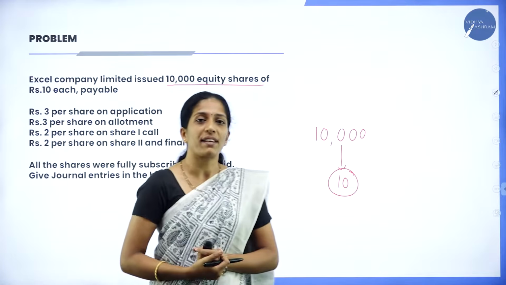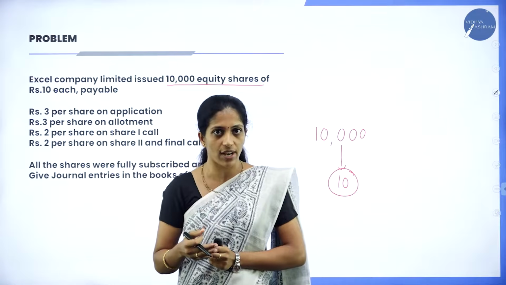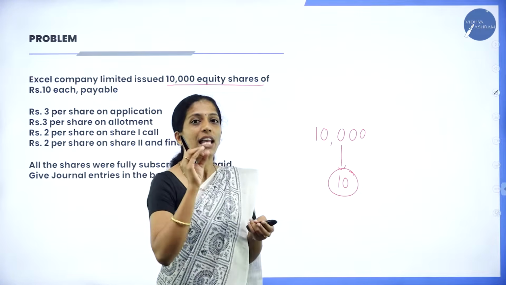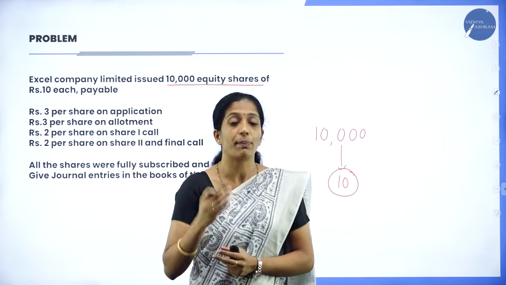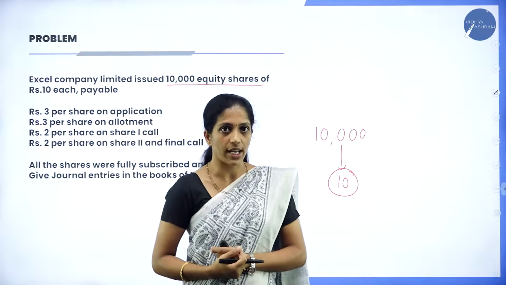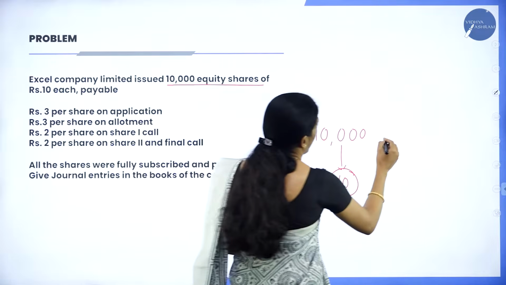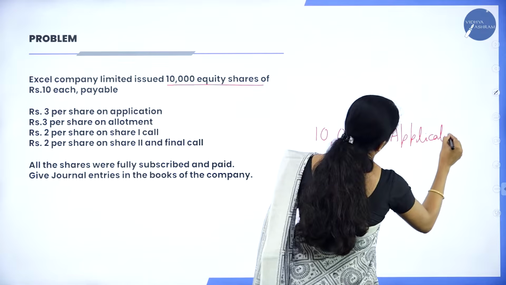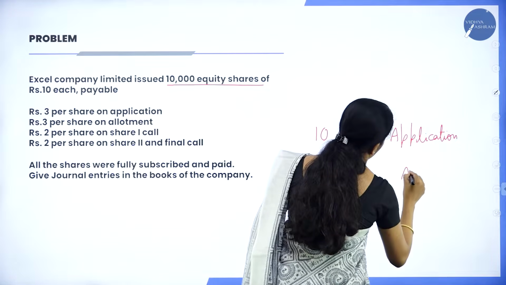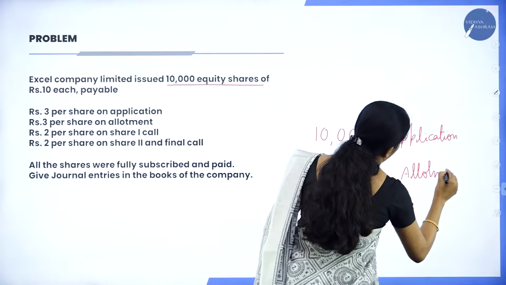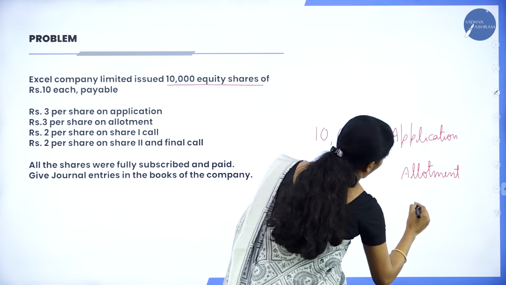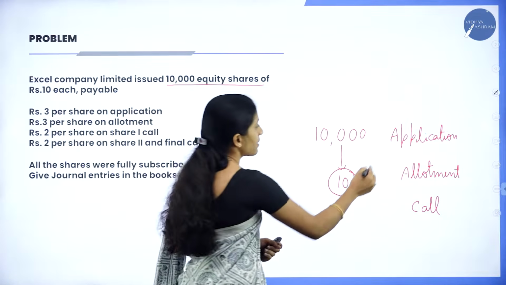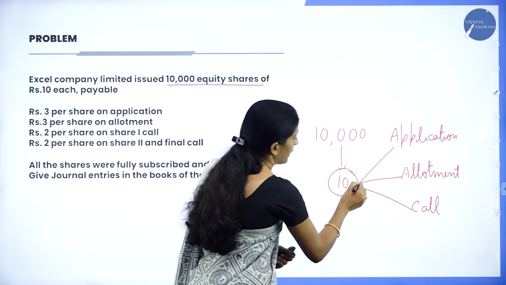As I have told you in the previous session, there are various stages in which this amount will be collected. That is, the value of each and every share will be collected through different stages. So what are the stages? We have the application stage, then the allotment stage, and the last stage is the call stage. These are the different stages in which this amount will be collected by the company.